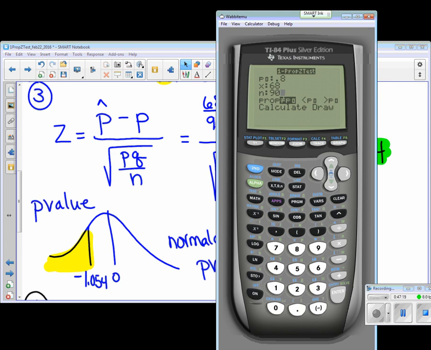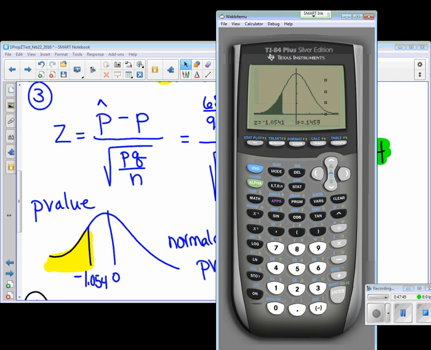Notice in the next step on the calculator, it's giving you your 3 options. Is it greater than, less than, or not equal to? And we did less than, didn't we? So we're going to choose less than. Calculate and Draw will give you the same information, but Draw will actually draw the normal curve to make sure you did it right. So I kind of like the Draw option. So that's what I want you to do.